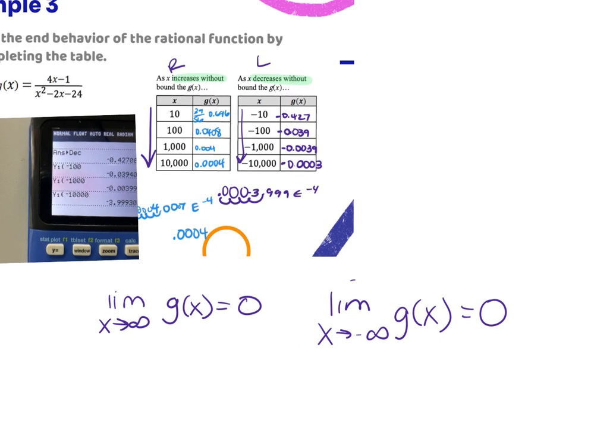So the right-hand side, if you remember what the picture looked like, was above your horizontal asymptote, but still approaching 0. And the left-hand side was below it, but still approaching 0.